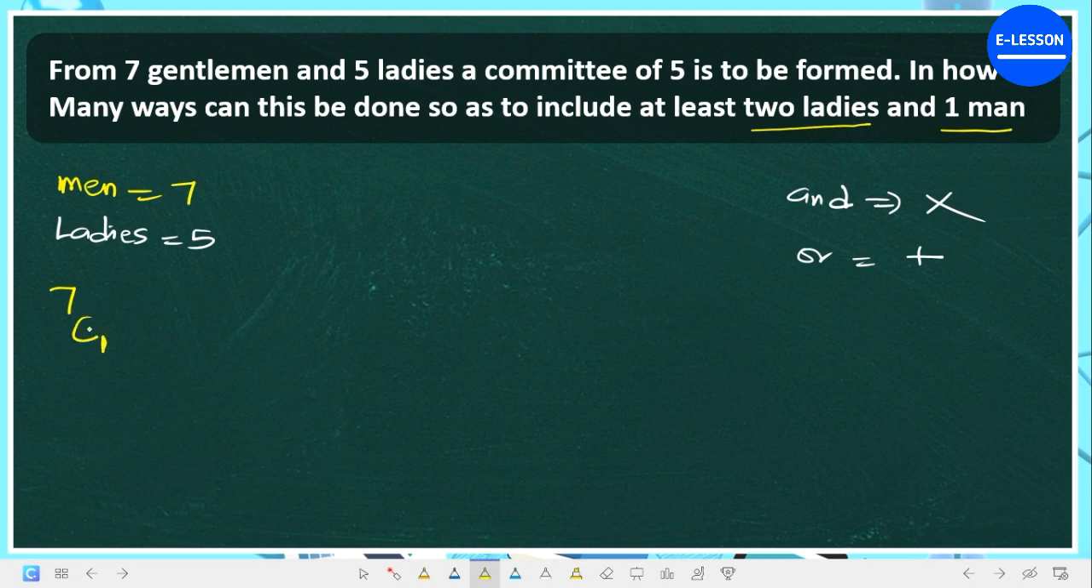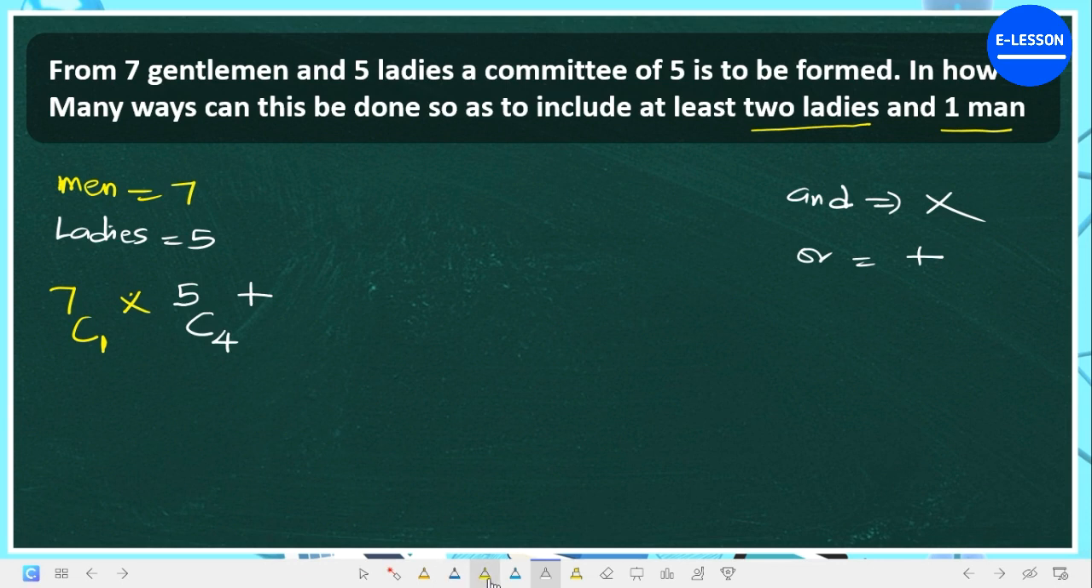7 combination 1. Now it means that the rest of the positions will be filled by ladies. How many ladies are in the class? 5. You need 5 people for the committee. You've already chosen 1 man, so it means that you can choose 4 ladies to complete it to 5. Then we say plus.